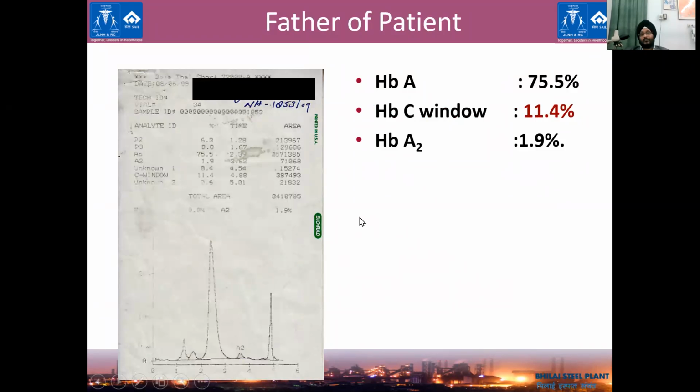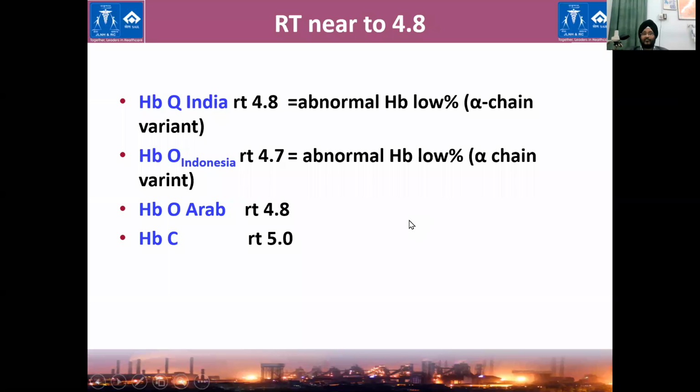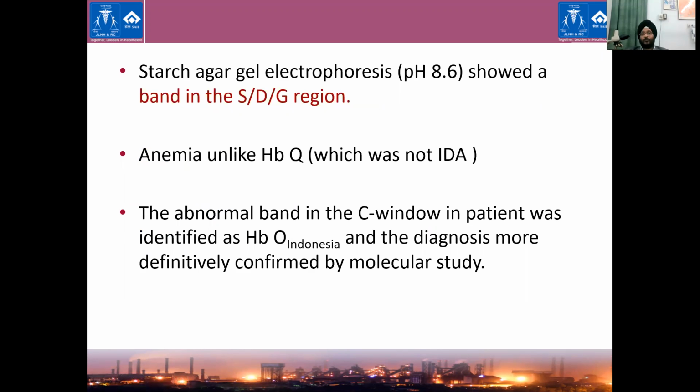We did a study of the parents, and what we found is one of the parents had a similar peak in the C window, that is 11.4. Here are the parameters for the whole family: the patient, the father and the mother. Here the C window is in the patient and the father, but not in the mother. So whatever it is, it is in the heterozygous state. Could it be Hb Q India? Unlikely, because Q India has a percentage which is a bit higher.